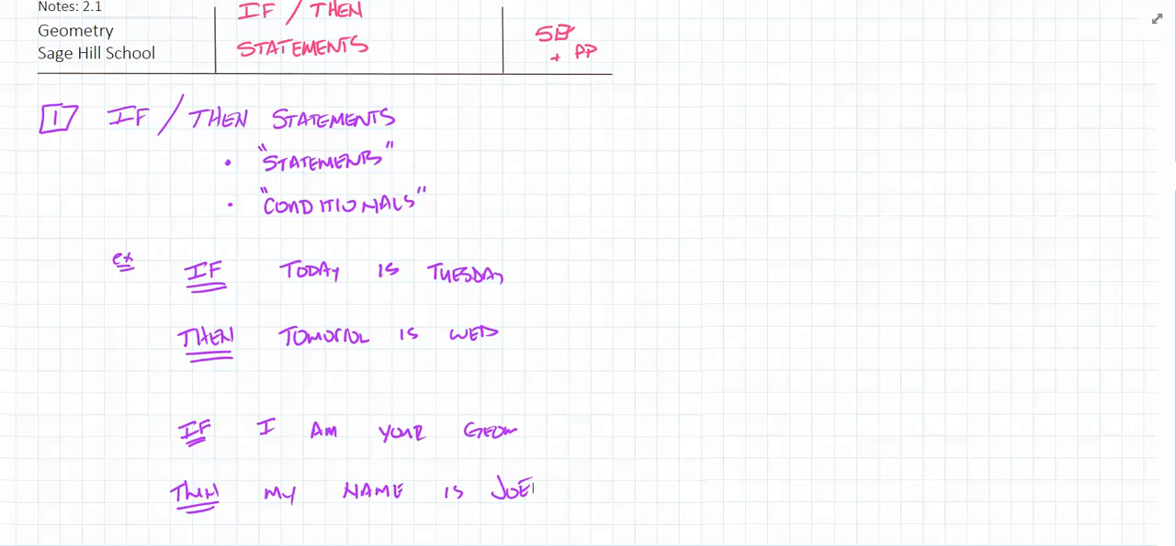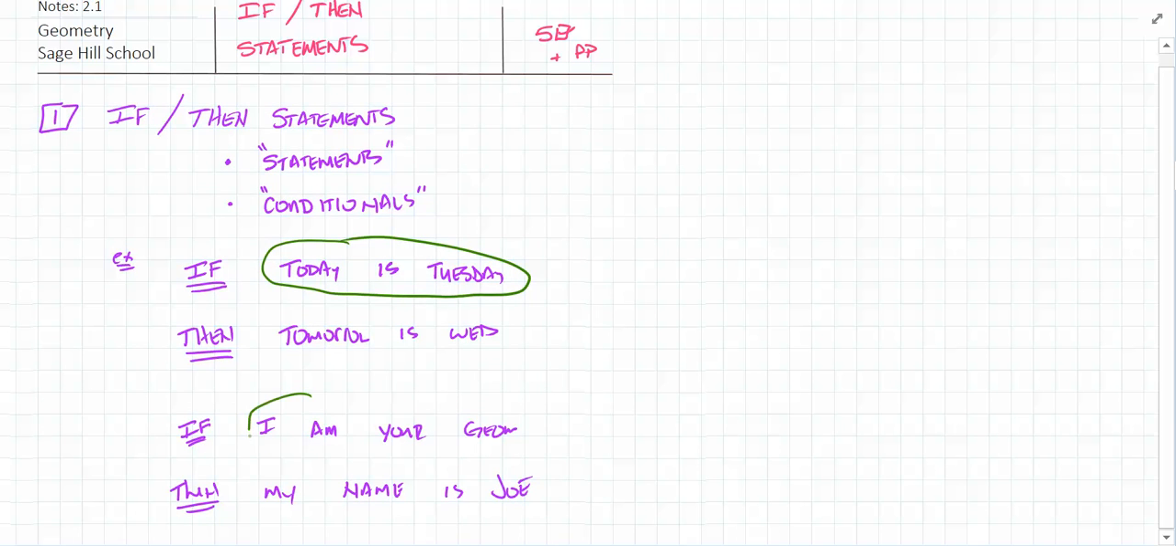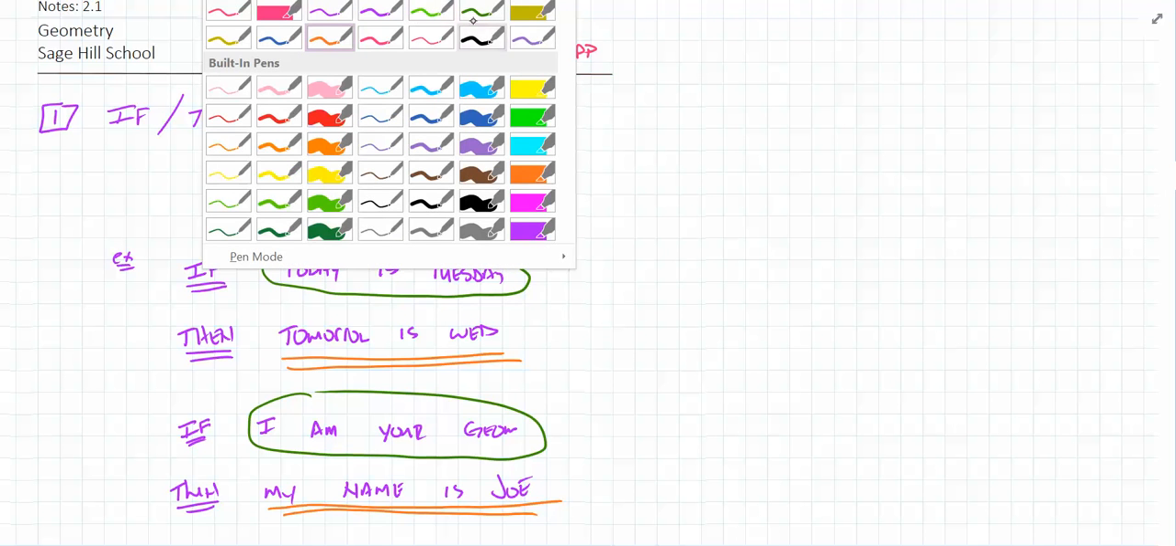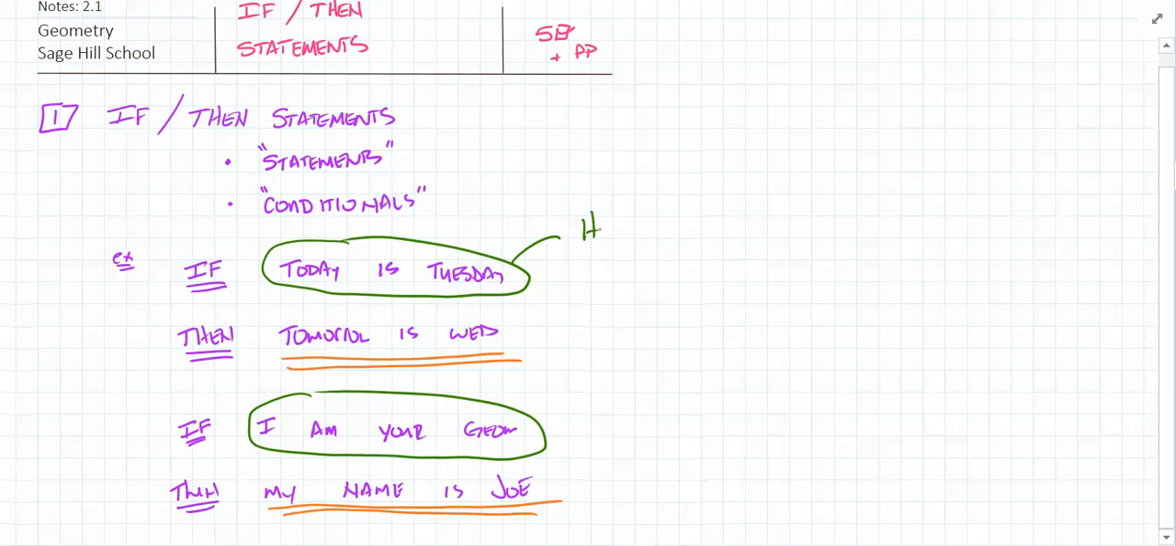So did you notice that there's actually two parts to these if-then statements? Do you guys realize that? There's the if part, and then there's some stuff after the if. There's the if part, and then there is the then part, and then there's some stuff after the then. Well, these have specific names. The stuff after the if part is called the hypothesis. So this part is called the hypothesis.